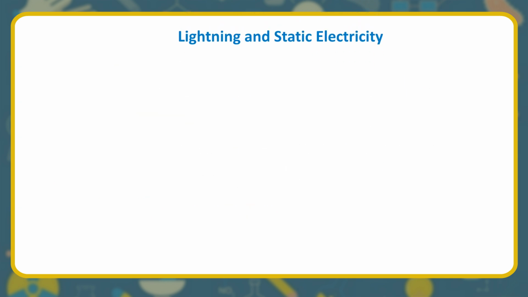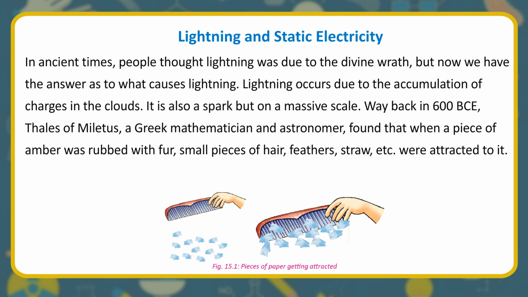Lightning and static electricity. In ancient times, people thought lightning was due to the divine wrath, but now we have the answer as to what causes lightning. Lightning occurs due to the accumulation of charges in the clouds. It is also a spark but on a massive scale.